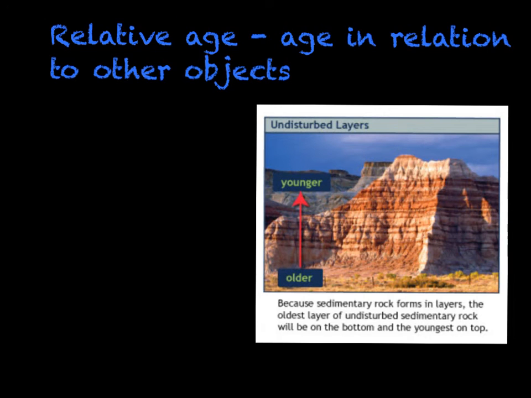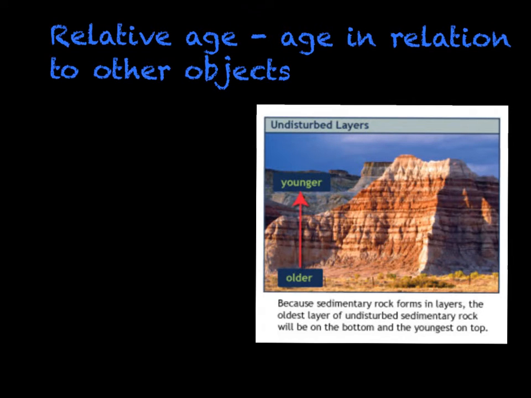When it comes to dating rock layers, the biggest thing to remember is relative age. Relative age is the age in relation to other objects. Sedimentary layers, like the ones you see here, will have information about the ages of events and objects that happened in Earth's history because of the time frames in which they are formed.